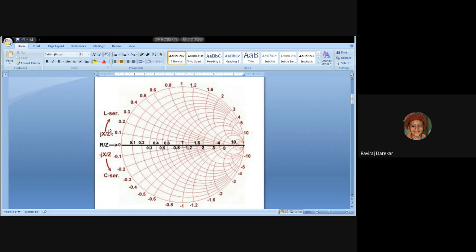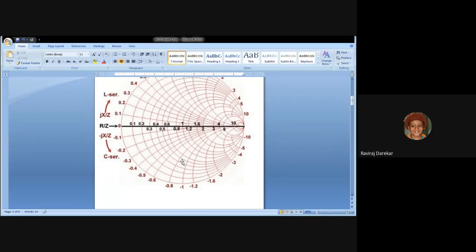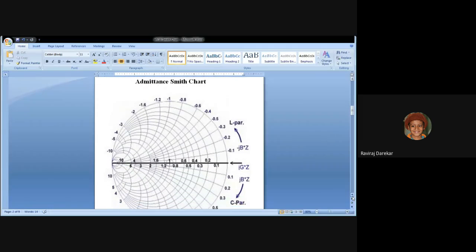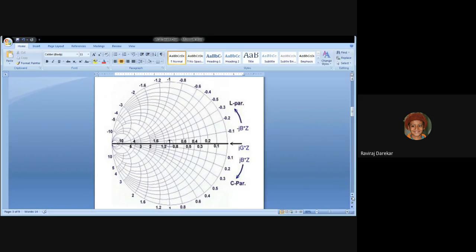If we are using admittance in place of impedance, what structure can we observe? That can be seen here. In the case of the impedance type, we have seen that all the circles are touching each other at the right extremity, but here we can see that if we are considering the admittance parameter instead of impedance, then this Smith chart will be somewhat different. Depending on the characteristic of the transmission line, we can consider the admittance type or the impedance type.